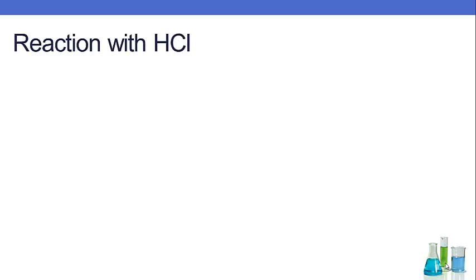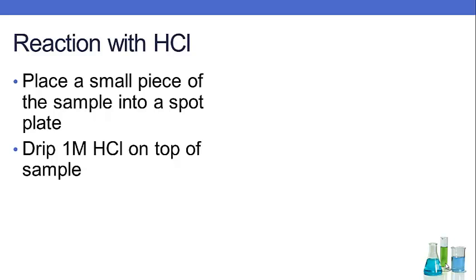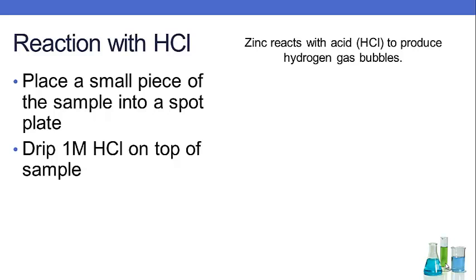Next test is reaction with hydrochloric acid. So we need to take a small piece of the sample, which is convenient because we were just hitting it with a hammer, so you might have some small pieces of it ready to go. And we're going to want to put that into a spot plate and see if it reacts with hydrochloric acid. So we can drip some 1 molar hydrochloric acid on top of the sample.